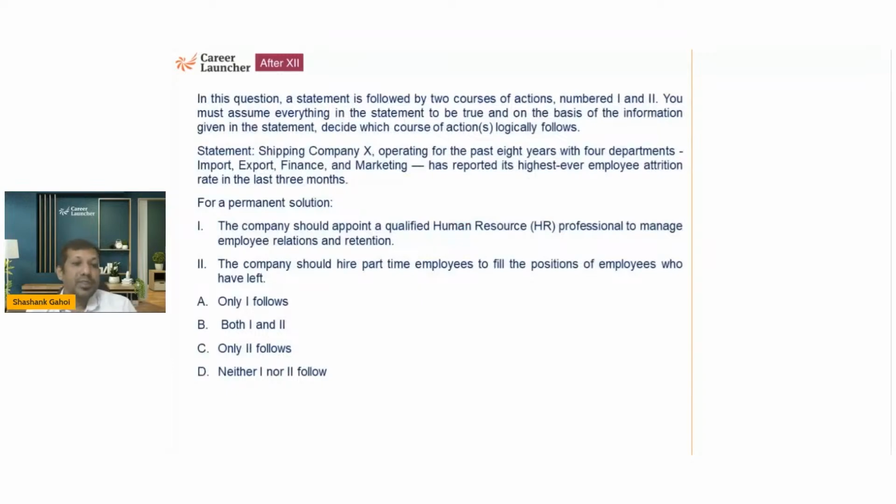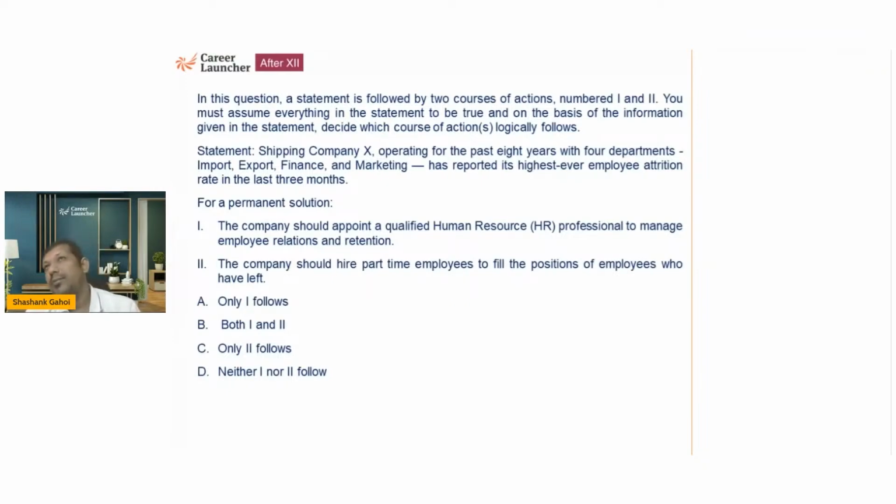Now, this is a question of course of action. In this question, a statement is followed by two courses of action, one and two. You must assume everything in the statement to be true. So a statement says that shipping company X, operating for the past 8 years with four departments: import, export, finance, and marketing, has reported its highest ever employee attrition rate in the last 3 months.